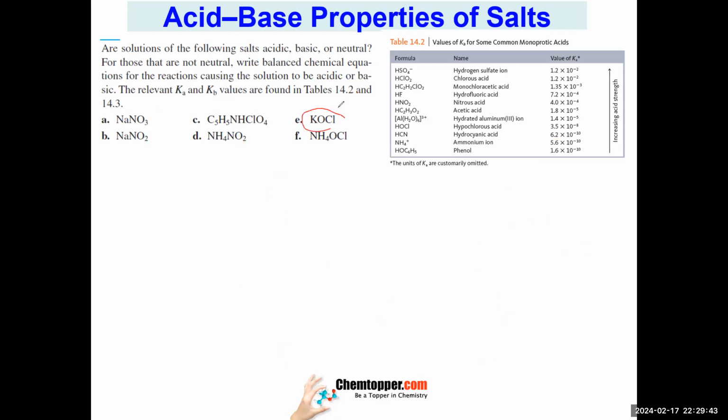Can you answer this one? This one is easy. K plus and OCl minus. K plus has come from KOH. OCl minus has come from HOCl. Yes, answer it. And then we can end the class. This example we can do in the next class. Answer this and you can leave the class. And if you have any questions, you can stay back. So identify this E as acidic, basic, or neutral.